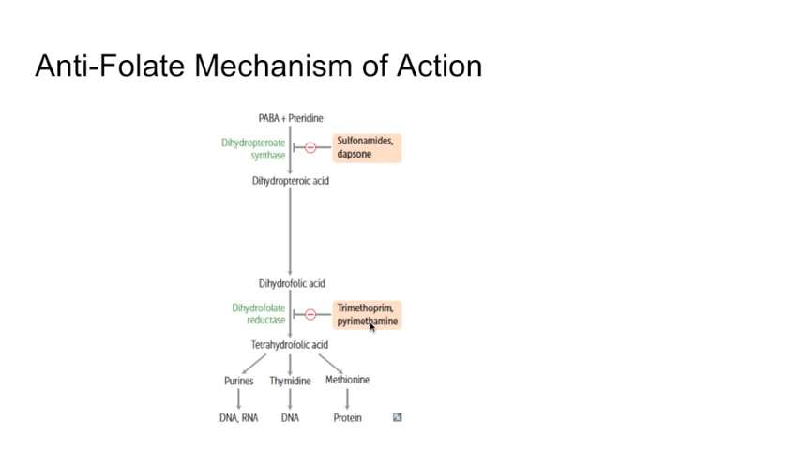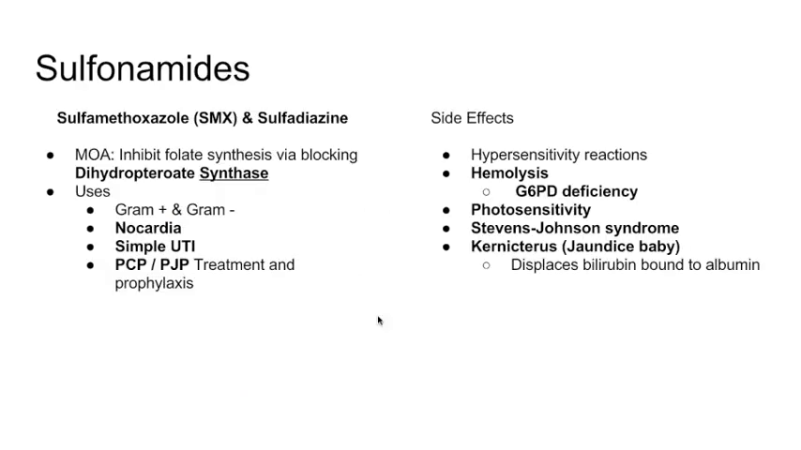Also, if you use them in combination, quote-unquote synergy, you'll have a greater effect. And that's the whole idea of combining. You can combine sulfonamide and trimethoprim. So let's talk about it in detail. Sulfamethoxazole is our first example. It inhibits folate synthesis by blocking dihydropteroate synthase. So it's very important to know that sulfa inhibits the synthase.